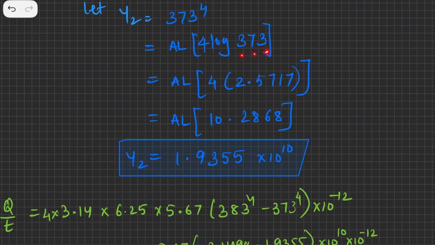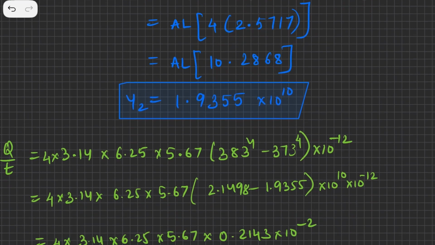Then 1, 2, 3, there are 3 digits, so the characteristic would be 2. For 2.37 and column 3, that is 5717. So you need to see the 37th row and 3rd column, and you get this number, 5717. Now when you multiply this, you get 10.2868, and if you look up 2868, 28 and 68, in the antilog table, you get 9355, and this 10 is put in the power of 10 in the final answer. So you get this thing.